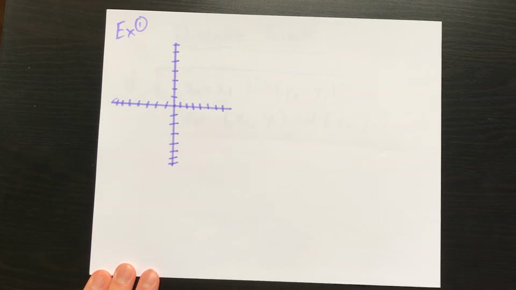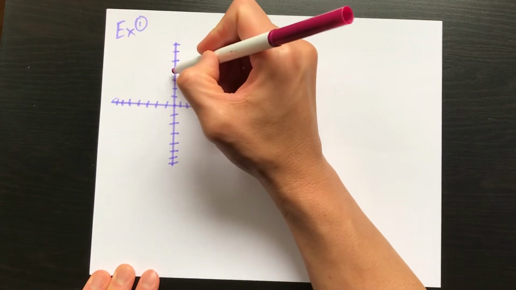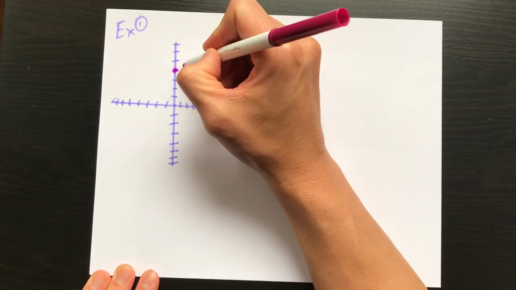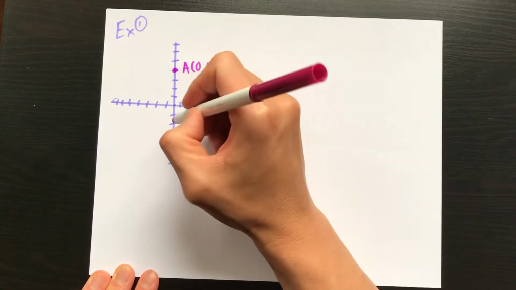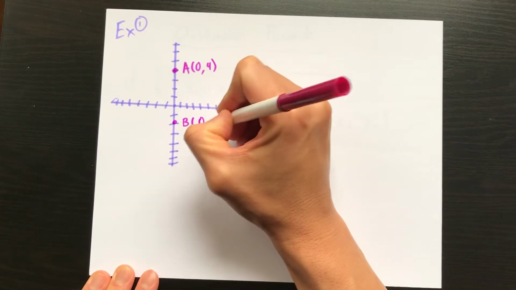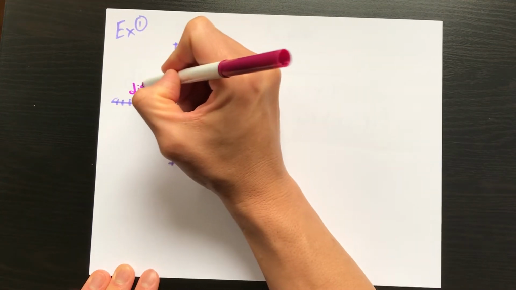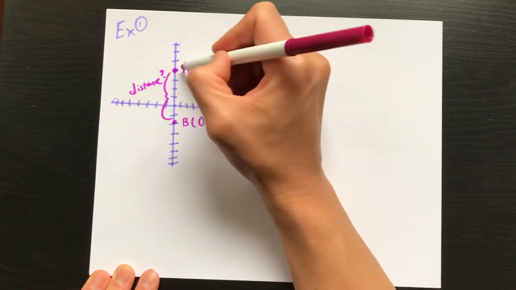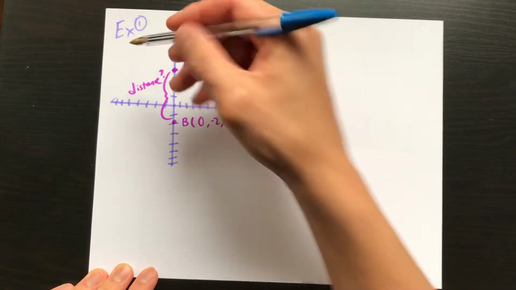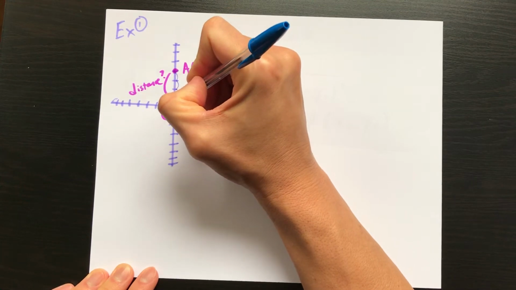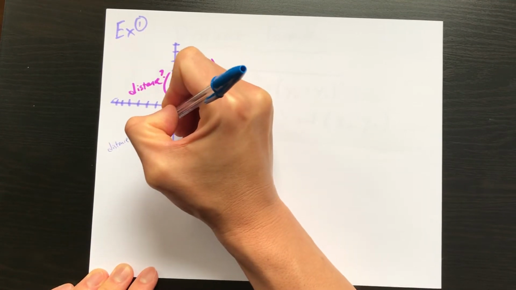All right, so what we're working on today is the distance formula. Let's say, for example, we have a point right here. We'll call this A, and that would be 0, 4. And let's say we have another point right here, point B. This is 0, -2. My question is, what is the distance here? How far is A from B, or how far is B from A? This is easy, right? You could just count 1, 2, 3, 4, 5, 6. And you know that the distance here equals 6 units.